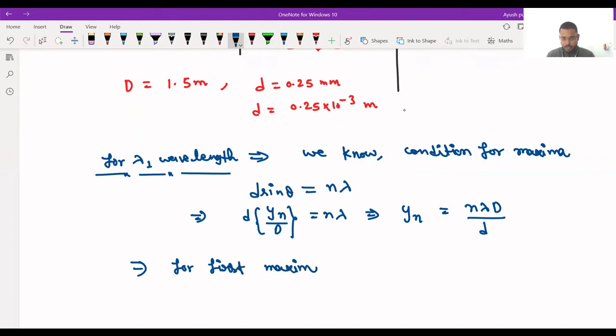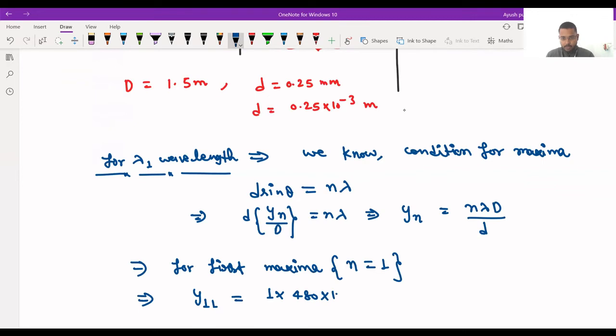Right? So for the first maxima, what will be the value of n? n will be equal to 1. Great. So put the value of n. So I am calculating for lambda 1. So here I will put y11 because I have already considered this y11. So n will be equal to 1 and lambda will be equal to 480 nanometers.